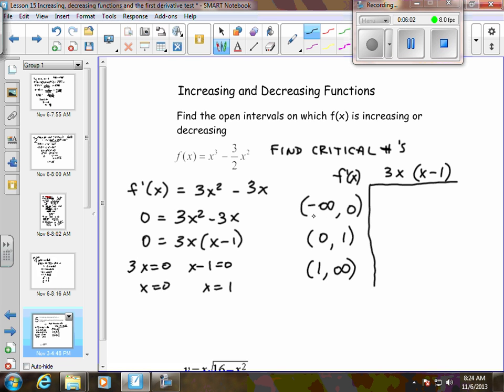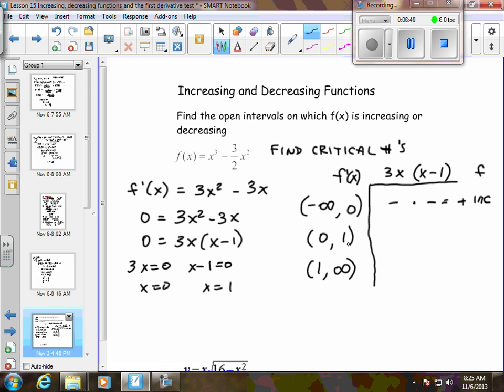So a number between negative infinity and 0, like negative 2: 3 times negative 2 is a negative number. Negative 2 subtract 1 is a negative number. But if I multiply a negative number by a negative number, I get a positive number. That tells me that the function is increasing. If the derivative is positive, and the derivative represents slopes of tangent lines, if you have positive slopes of tangent lines, then the function is increasing.